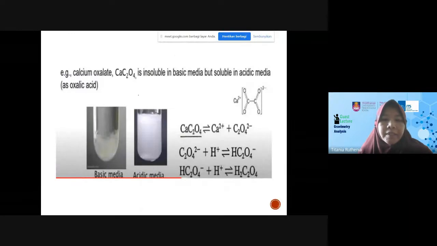So like this. In the alkaline or basic media, the calcium oxalate will form a precipitate. However, when it is dissolved in low pH or acidic media, the oxalate will combine with the hydrogen in the solution so that it will become a weak acid, oxalic acid. So we have to pay attention to some factors that we have mentioned previously, including the pH.